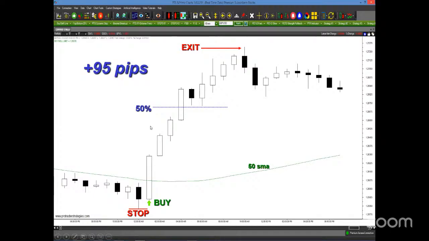Here's a 1-hour chart of the British pound. Same thing applies. We had a buy signal using one of our strategies right here. Got up to the 50% level. We moved our stop up and ultimately exited with a nice 95 pip gain in roughly less than a day. That's $950 on balance that you potentially could have made.